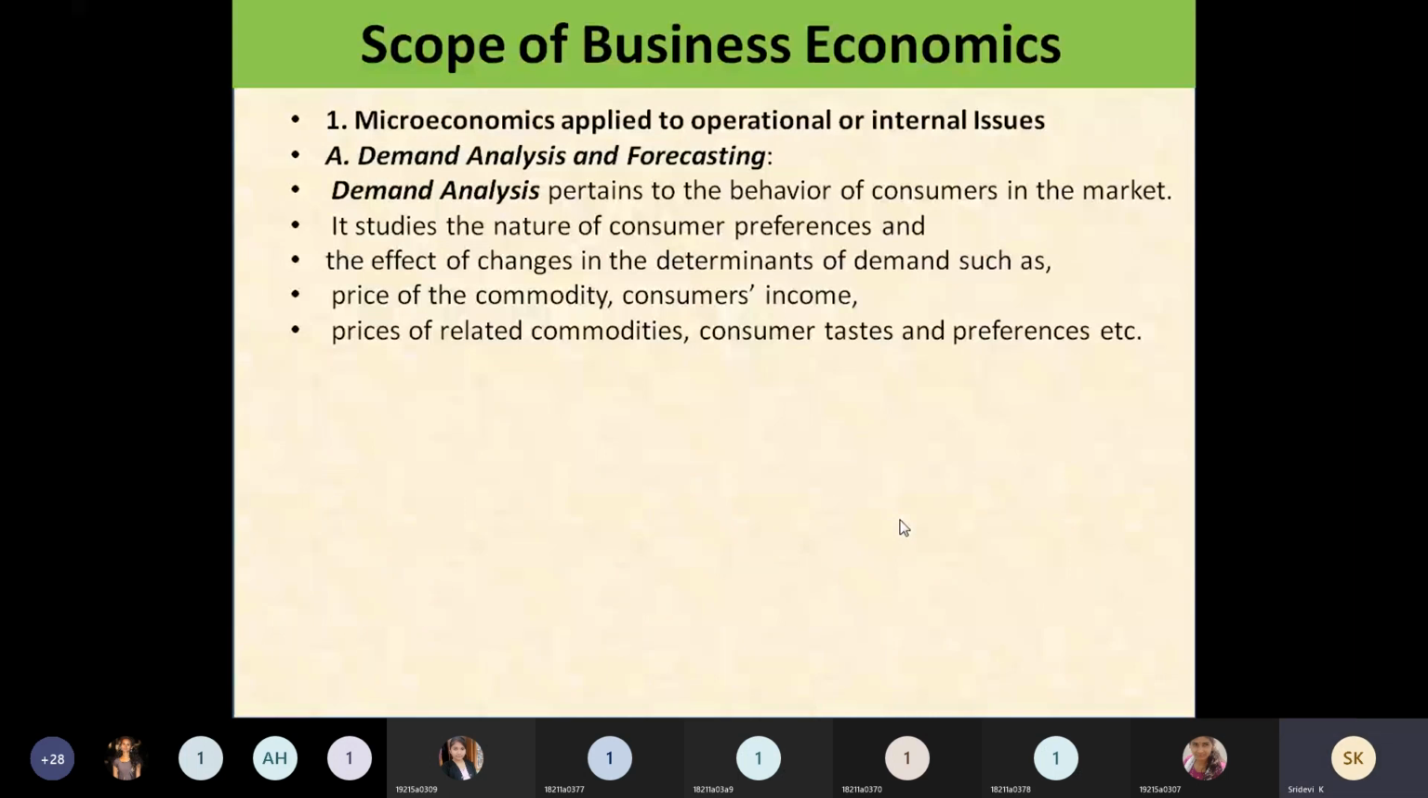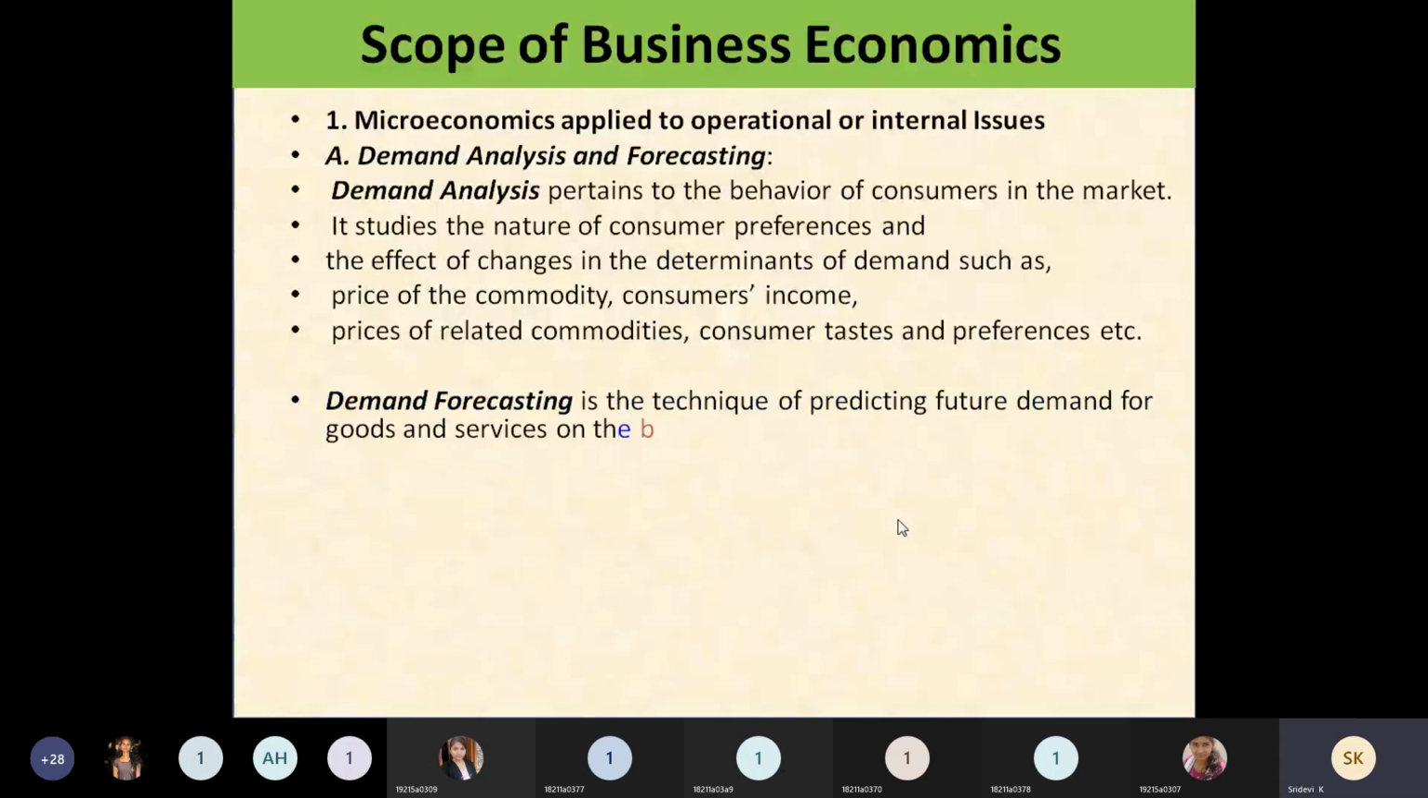And sometimes what happens, the taste and preferences of the customer will be changing. If the tastes are going to change, or if their preferences are going to be changing, automatically the sales of our products will change. So to what extent these customers' tastes and preferences are changing, that we need to analyze, and we need to come to a conclusion to what extent this is going to affect our products' sales. So these are the different factors where you need to apply this demand analysis.